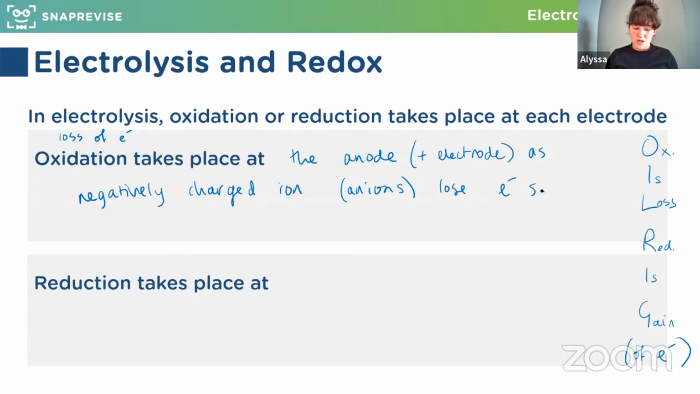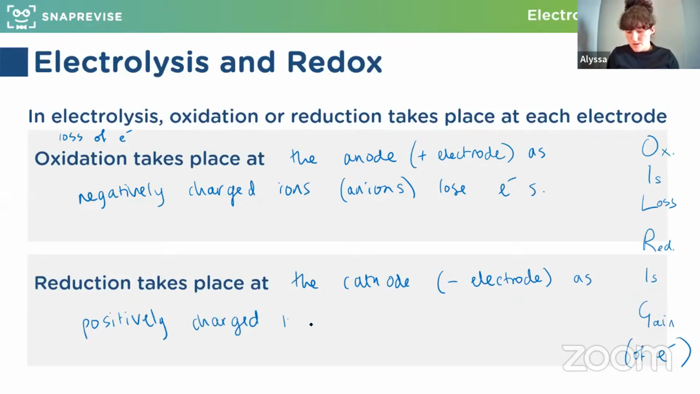And vice versa, reduction takes place at the cathode, which is the negative electrode, as our positively charged ions, our cations, gain electrons from the negative electrode. Our electrode's got to be negative so it can give electrons. Okay, we just need to be aware of which one's which.